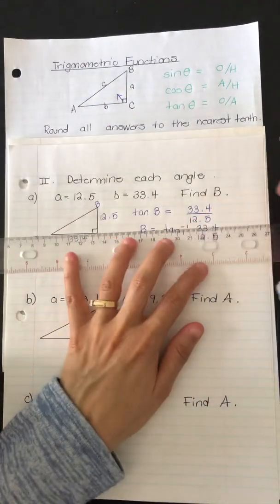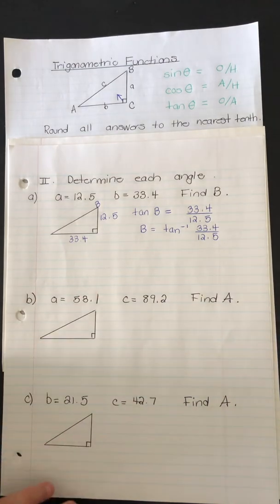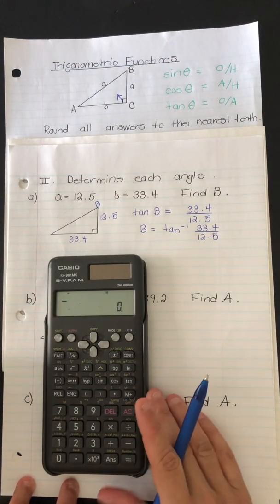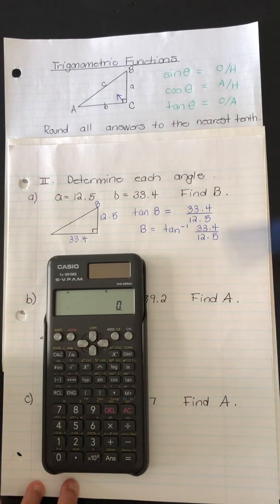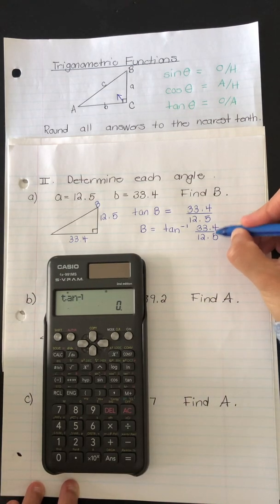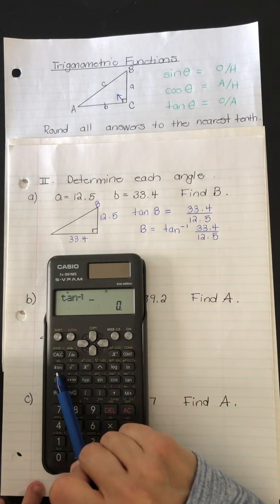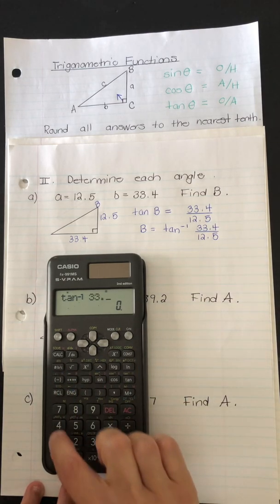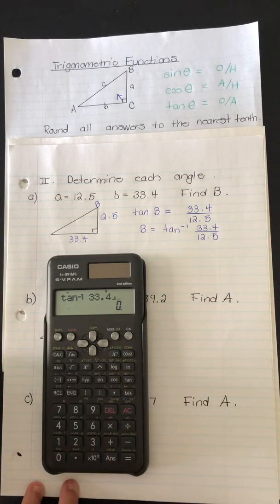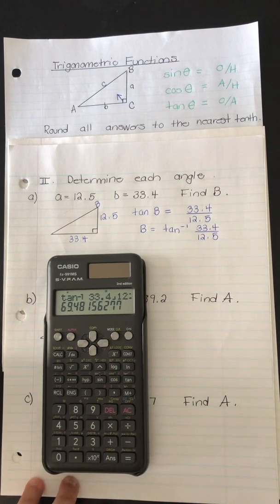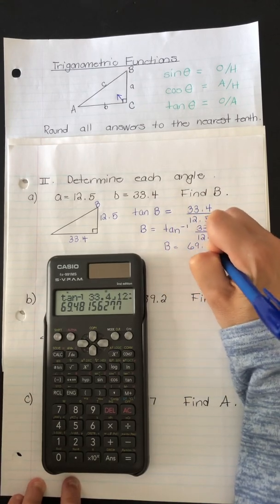So I'm going to show you how you can punch this in your calculator all in one step. Okay, so you're going to start by displaying tangent inverse. So you do shift tangent. And then I'm actually going to use the fraction button here. This button, see, with the ABC. So I'm going to go 33.4 over 12.5. And this is the angle in degrees. And all I have to do now is round this correctly to the nearest tenth. So this will be 69.5 degrees.